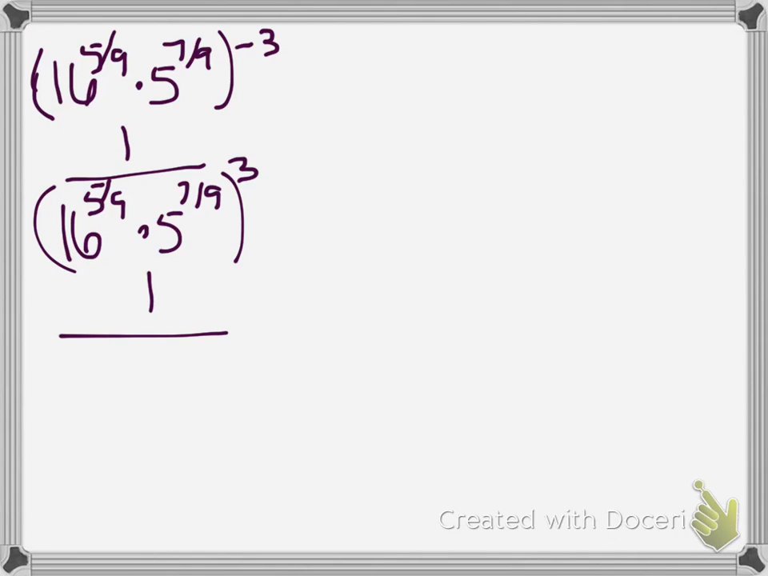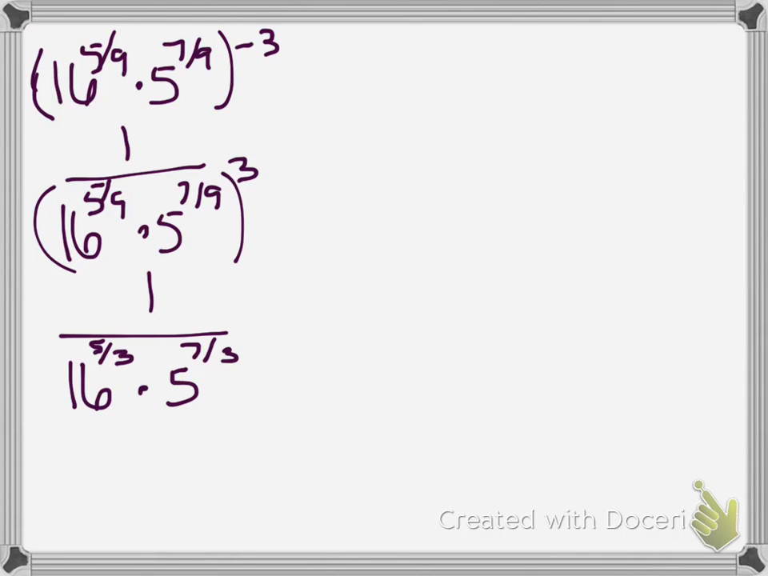Power of power. What do we do with the exponents when you have power to power? You multiply them. So what's 5/9 times 3? Which reduces to? 5/3. Correct. So it's 16 to the 5/3 and 5 to the 7/3.